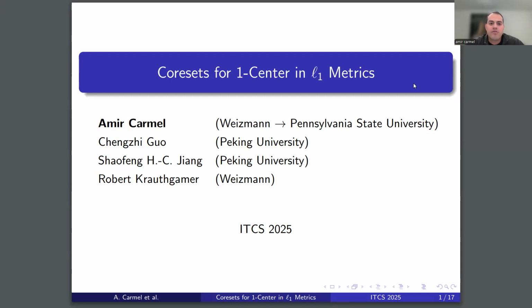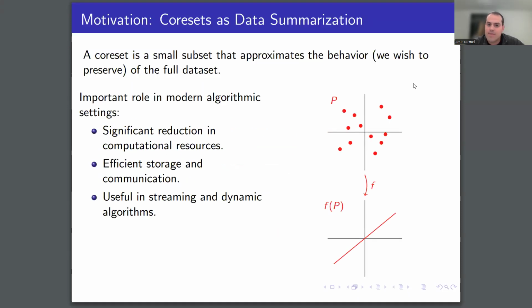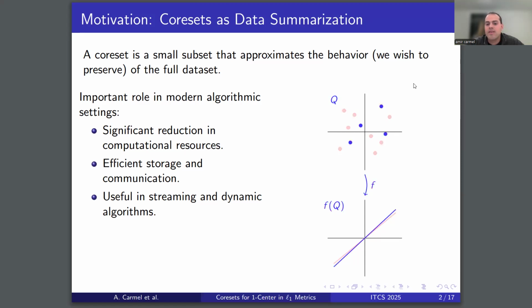So let's start from the notion of coresets. A coreset is a small subset that approximates the behavior of the full dataset. So consider the set of points P in the figure to the right, and we want to compute a function f over P. This will give us this straight line. A coreset then is a small subset of P with much fewer points, that if we compute f over this subset, we get approximately the same result. This is the key idea behind coresets.